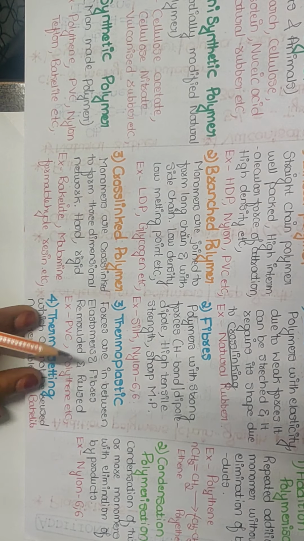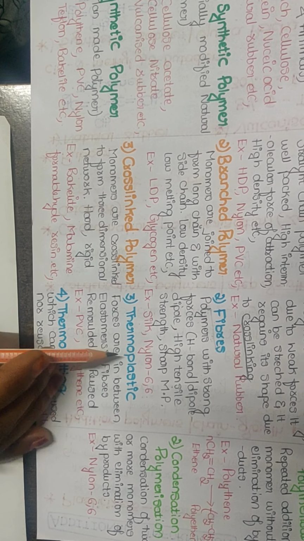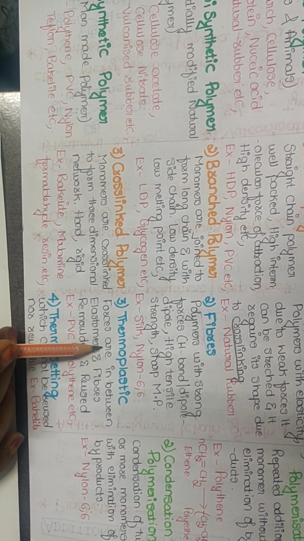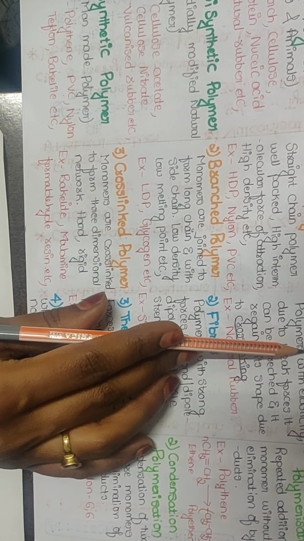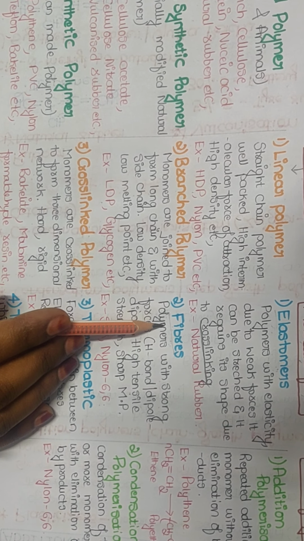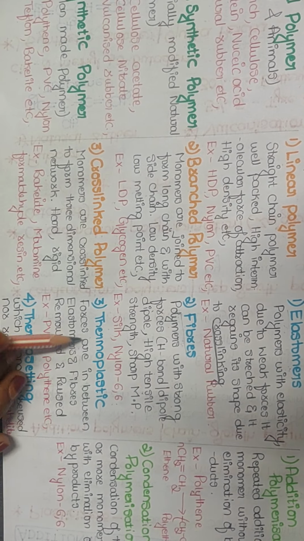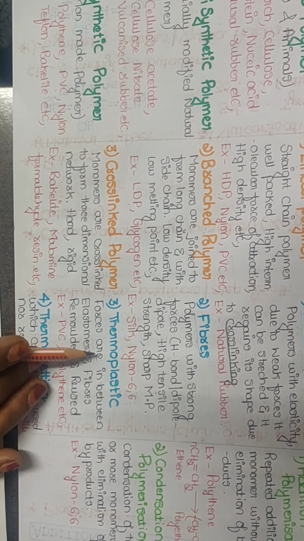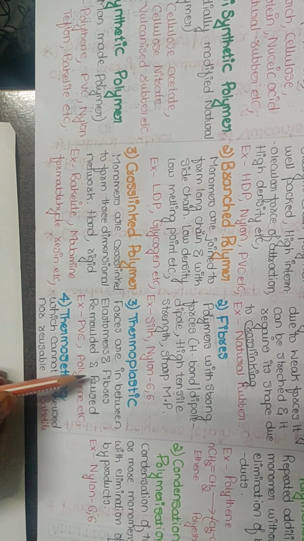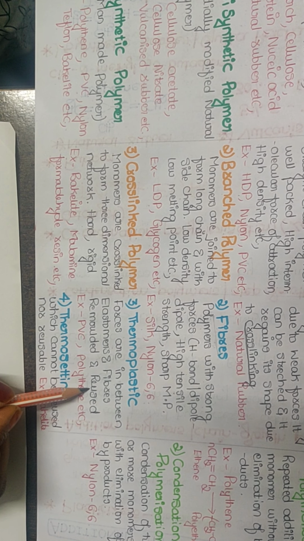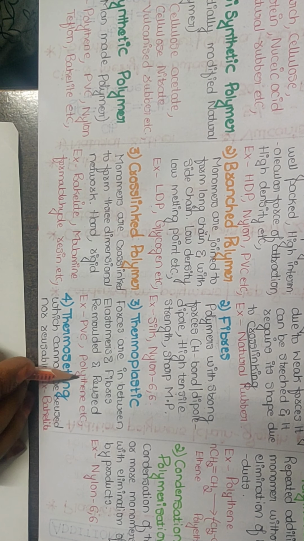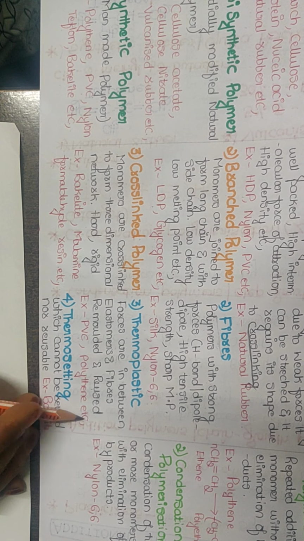Okay, so the next one is thermoplastic. Here the intermolecular forces of attraction lie between those of elastomers and fibers. Another special property of thermoplastic is that it can be remolded many times, therefore it can be reused again and again. The best example is polyvinyl chloride, polythene, etc. I hope you know that.